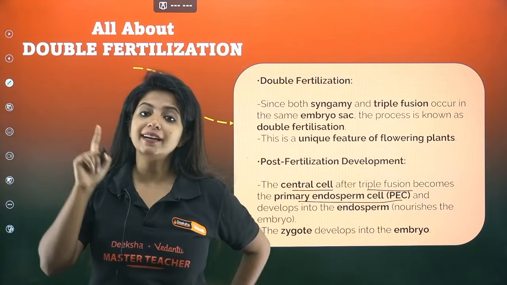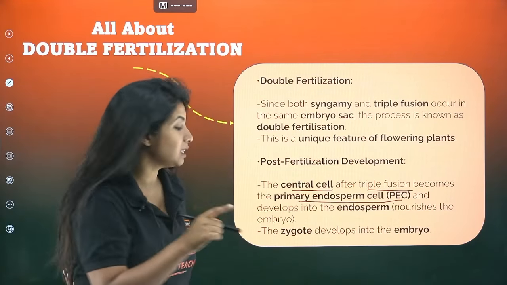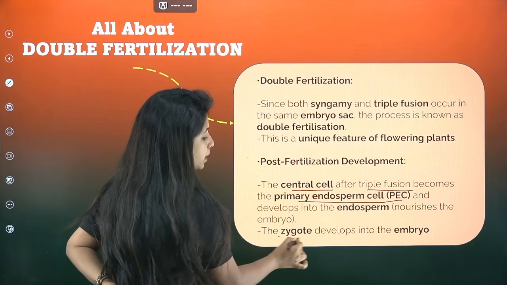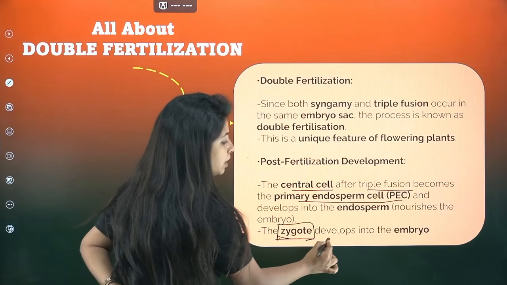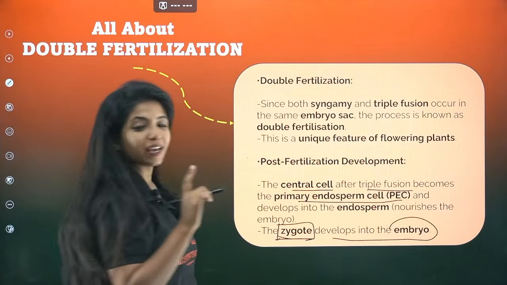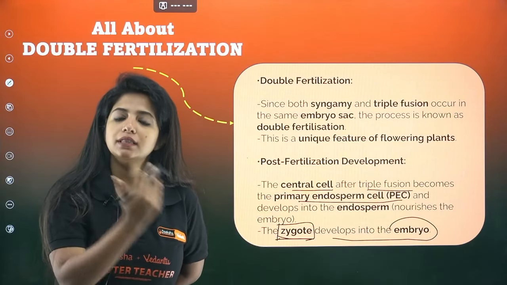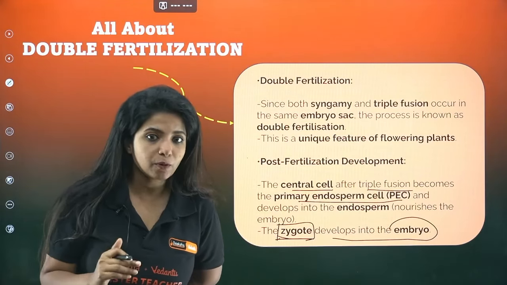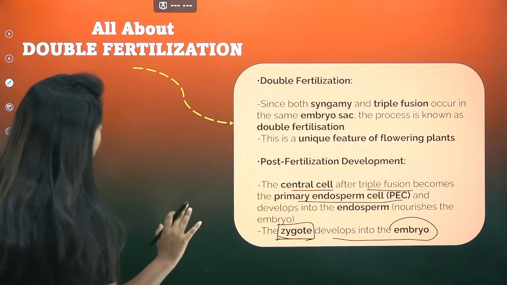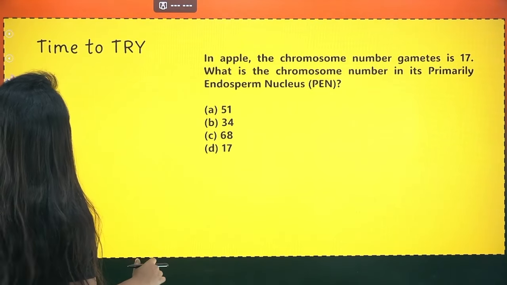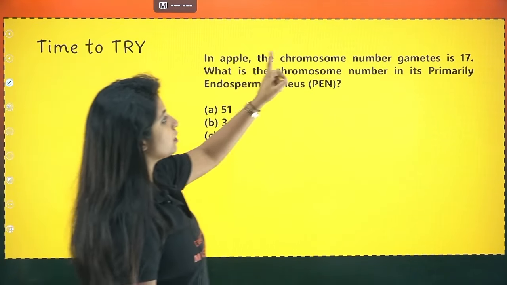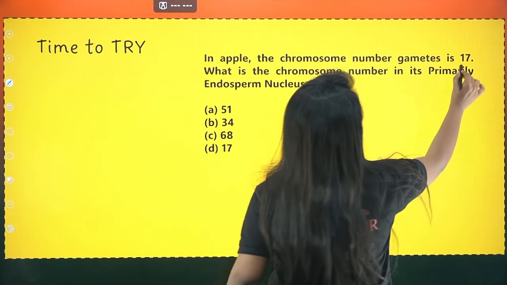And always remember, endosperm forms first, because this endosperm is responsible for helping the zygote develop into an embryo. Zygote is a single cell. Embryo is multicellular in nature. And who provides the nourishment? This particular endosperm will be providing the nourishment for that. Okay. And over here, I have a question. In apple, the chromosome number in the gametes is 17.